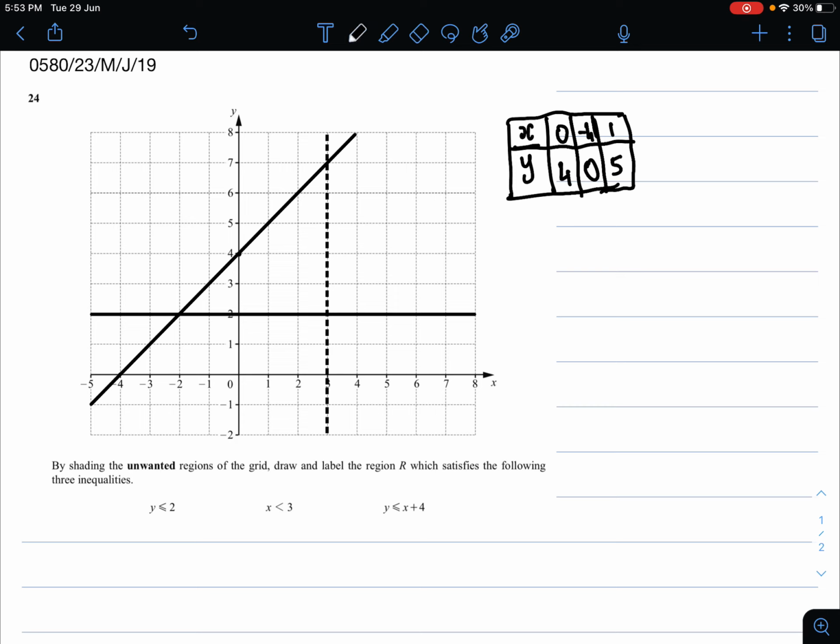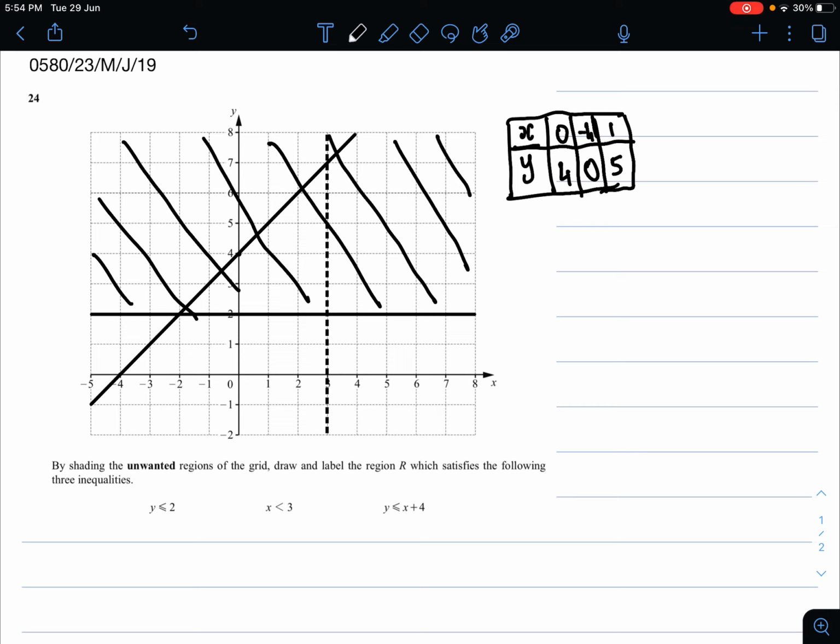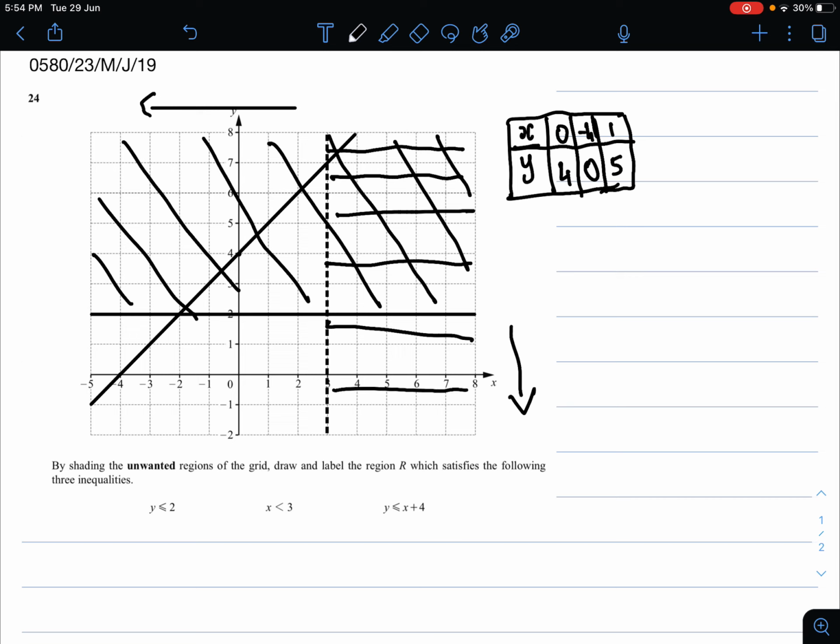So y is less than or equal to 2, which means that we need the below side. So we have to shade the upper region, that is this part of the graph. Next, x is less than 3, which means we want the left part of the graph. Therefore we shade the right part of the graph, because we don't want that. So let's do that like this. And let's move to the last one.